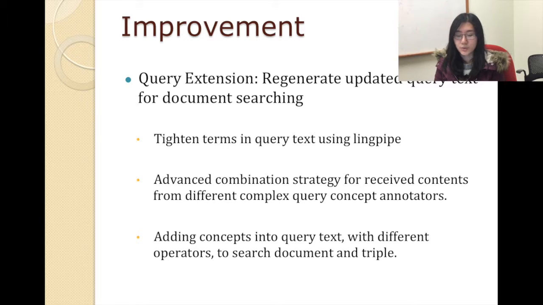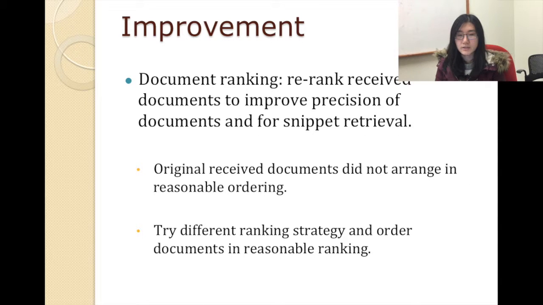Another aspect to improve our system is to rank documents. The documents we get are not ordered, so the top 10 documents may not be the most related to our questions. So we need to use some strategy to rank those documents and get the most relevant ones, so that the snippets and the answer could be more accurate. As for the strategies to do that, we can use cosine similarity or BM25.